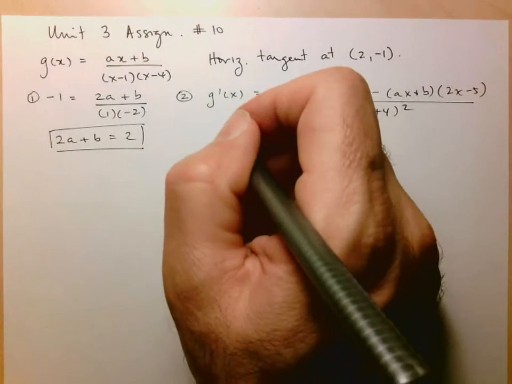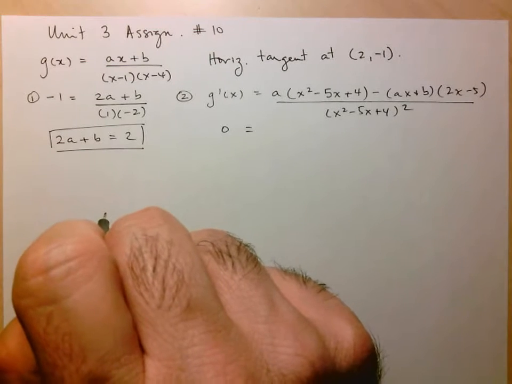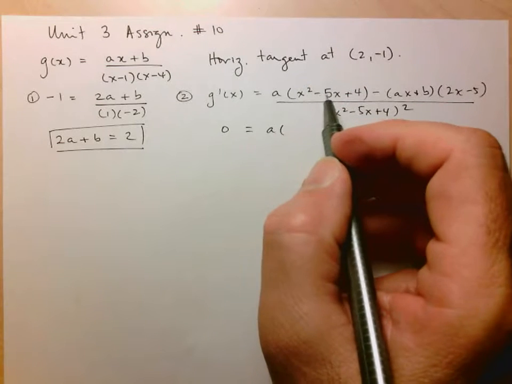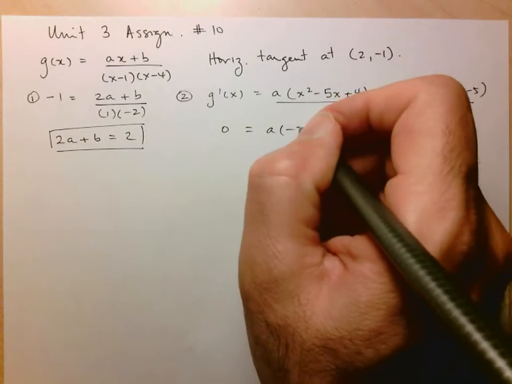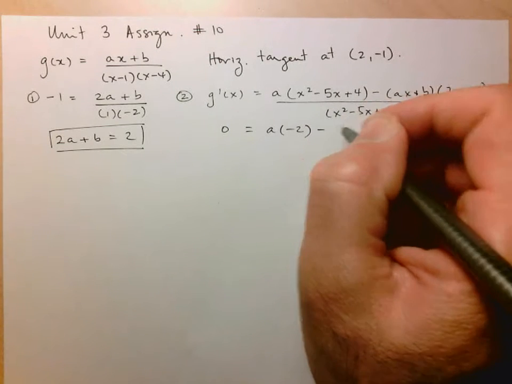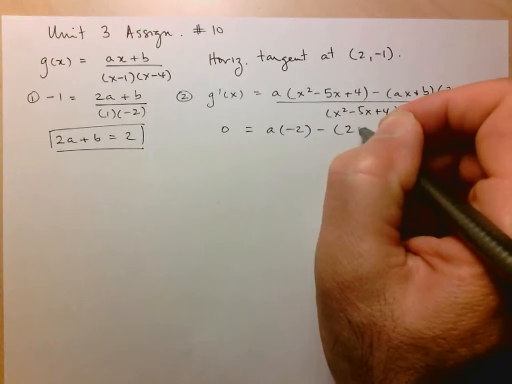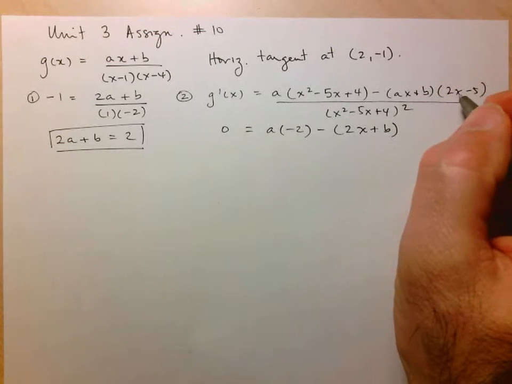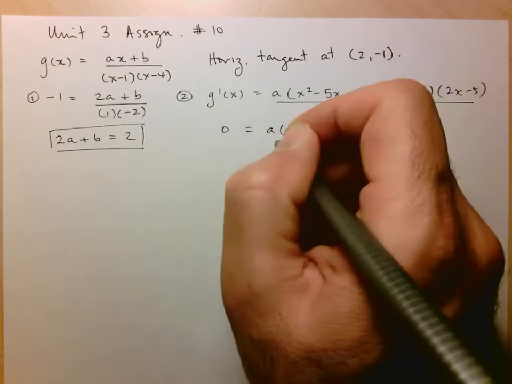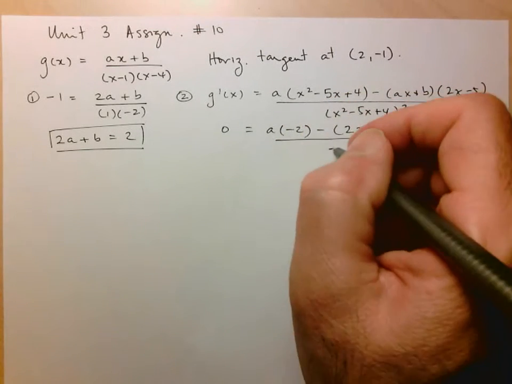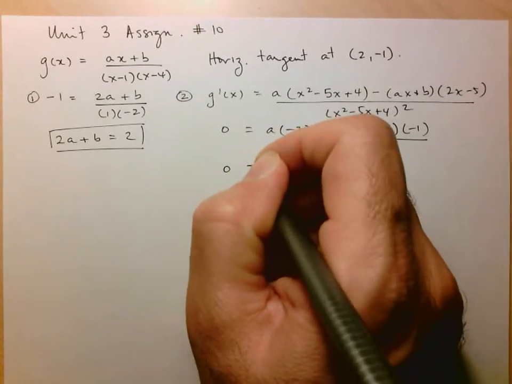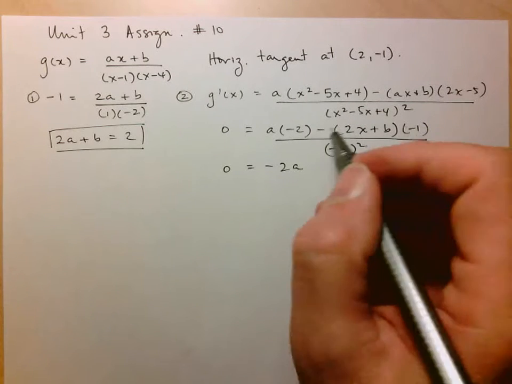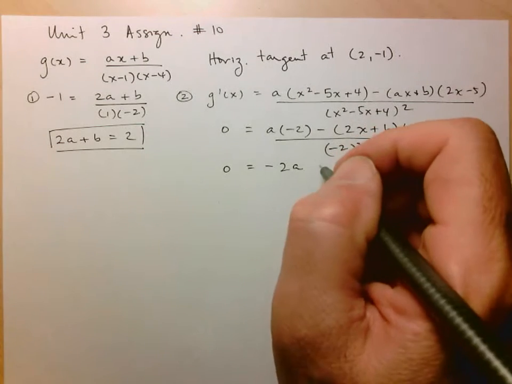Okay, so as we said, the derivative is going to be 0 when x is equal to 2. So here we have a times, so when x is 2, we've got 4 minus 10 is -6 plus 4 is -2. Okay. And then here we have minus, again, x is 2, so 2x plus b. And here, 2 times 2, 4 minus 5 is -1. And the denominator, well, we already calculated that, that's -2 squared. Okay, so let's simplify here. So we have -2a. Here we're subtracting a negative number, so it'll just become an addition.